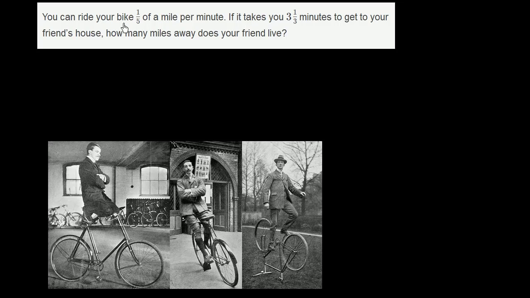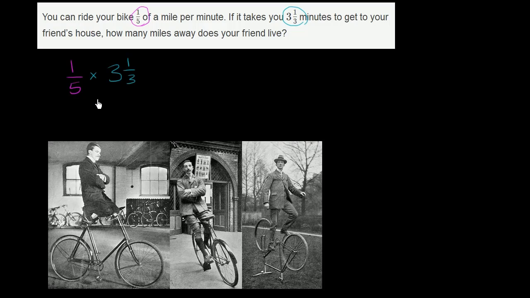You can ride your bike 1/5 of a mile per minute. If it takes you 3 1/3 minutes to get to your friend's house, how many miles away does your friend live? And here's pictures of these guys on bicycles. It's pretty clear they're not riding to work, or some of these guys aren't even riding a bicycle. But let's focus on the question. So you can ride your bike 1/5 of a mile per minute, and you're going to do this for 3 1/3 minutes. Times 3 1/3. So we really have to figure out, how do we multiply 1/5 times 3 1/3?